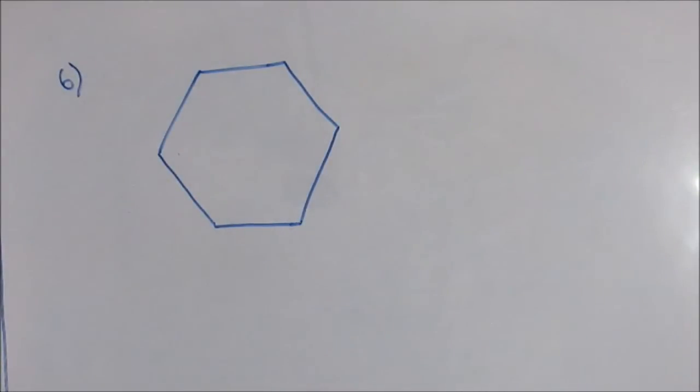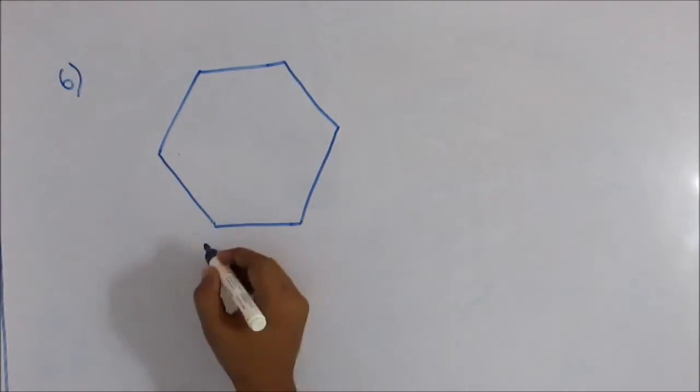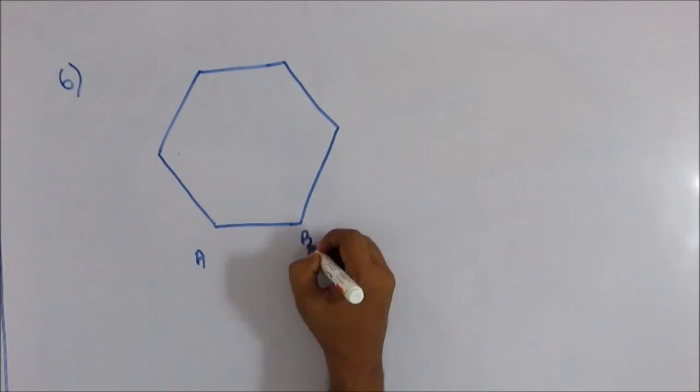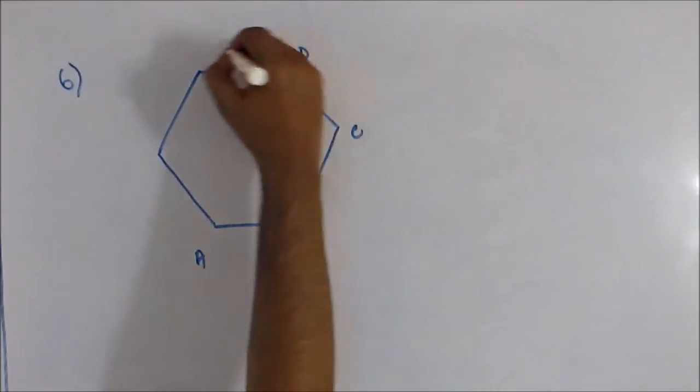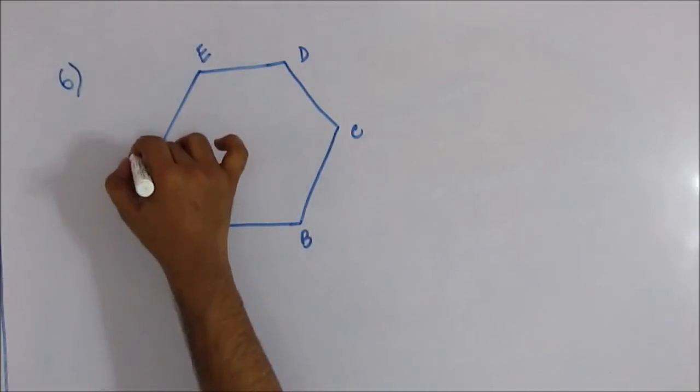This is a regular hexagon. Regular hexagon meaning all 6 sides are of same length. And let me name it as A, B, C, D, E, and F.